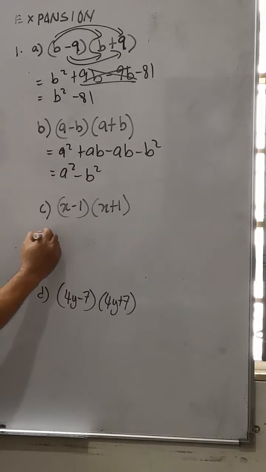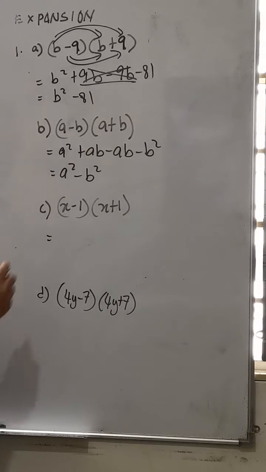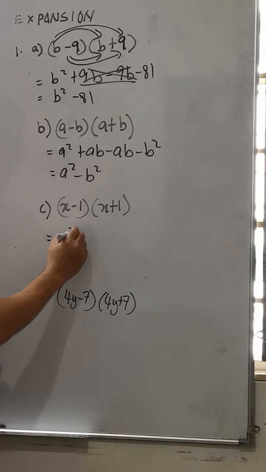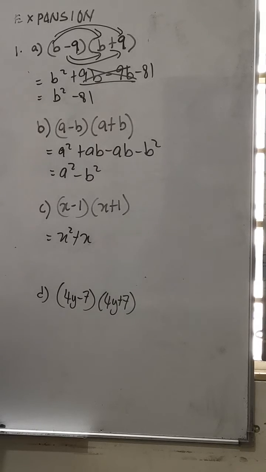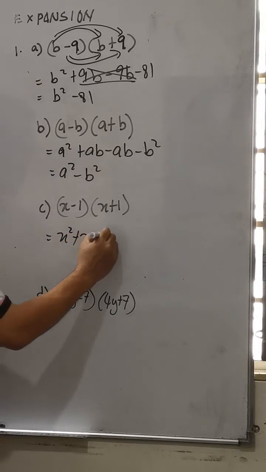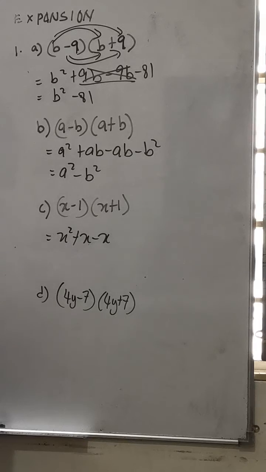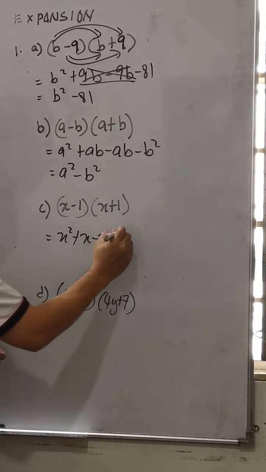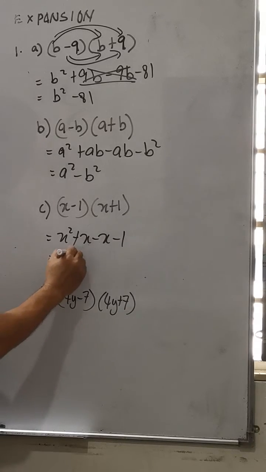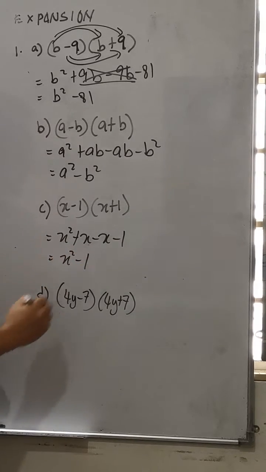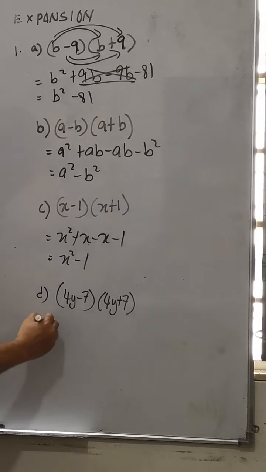Now d. x squared, okay, plus x, okay. Negative x, correct. And negative 1. Simplify. x squared, okay, minus 1. Okay, and d.